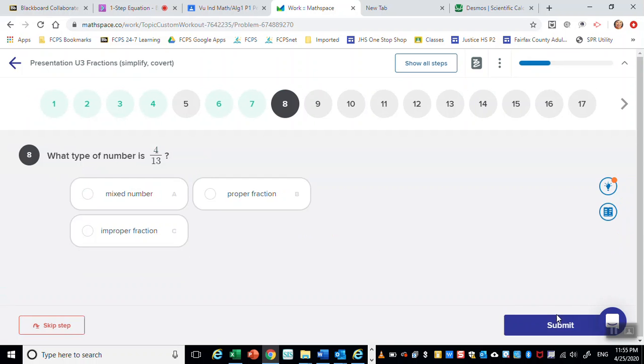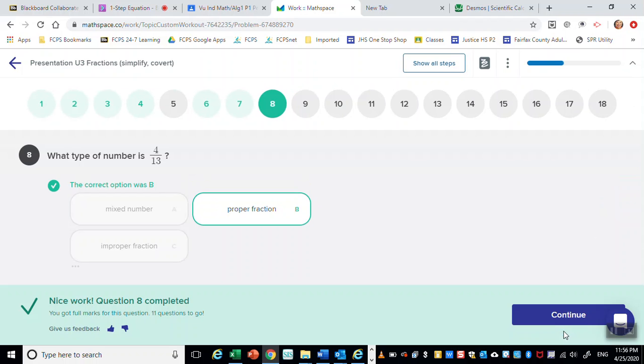Let's go with question 8. What type of number is 4 out of 13? 4 13ths, right? So this is a fraction, and because the numerator is smaller than the denominator, it is a proper fraction. You have a proper fraction when the numerator is smaller than the denominator. Okay? And then we would go over the other type of fraction, and I can show you that, but let's go to the other type.